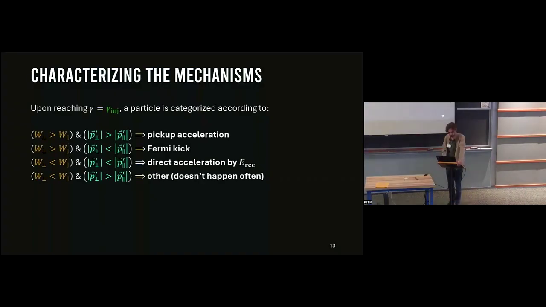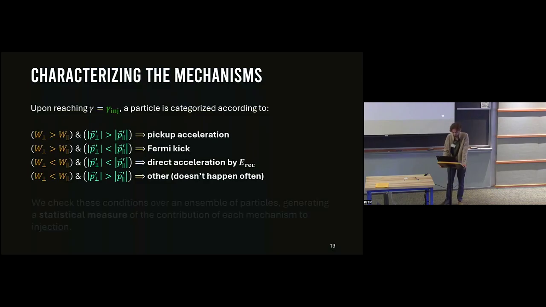So our characterization scheme is to evaluate these quantities at the first time step at which a particle exceeds the injection energy. Notice there's a fourth possibility: if you have W perpendicular less than W parallel, and P perpendicular greater than P parallel, this fourth one. We can include that to test the robustness. I don't know what mechanism this would correspond to. You can think about that.